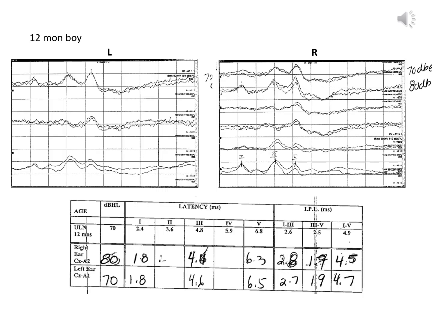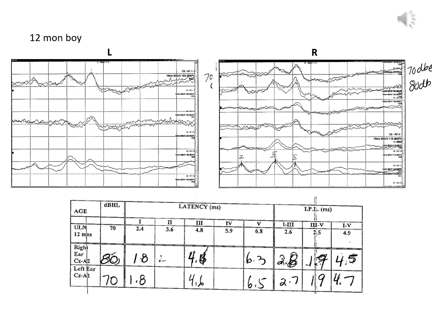This is the brainstem auditory evoked potential for a 12-month-old boy. And so we see a left ear recording and a right ear recording. The left ear is recorded at 70 decibels. The right ear is recorded at both 70 and 80 decibels. And this is because the 70 decibel recording is not as good. And so with the 80 decibel recording, we can see a clear 1, 3, and 5. Now, on both ears, we see clear 1, 3, and 5s, and so the technologist has written the numbers in for us at the bottom in the chart.